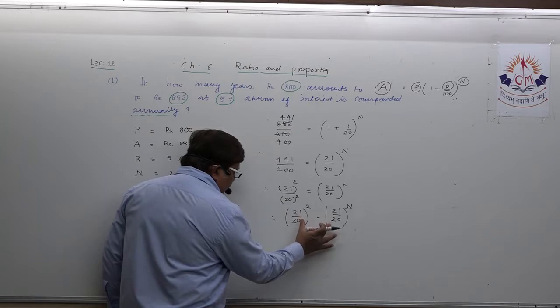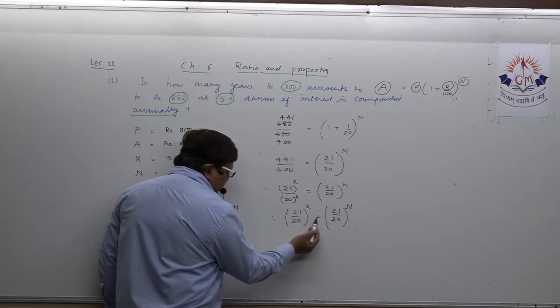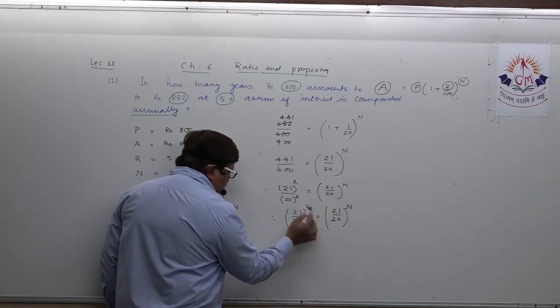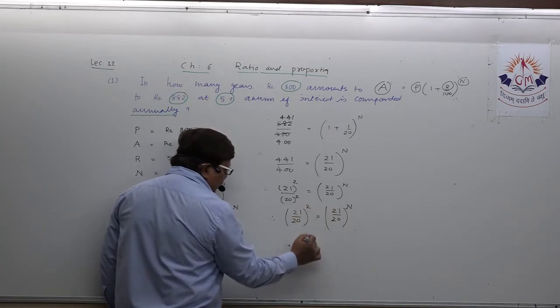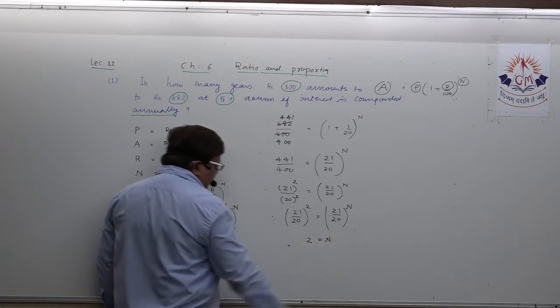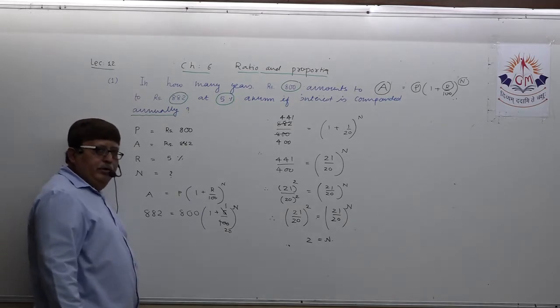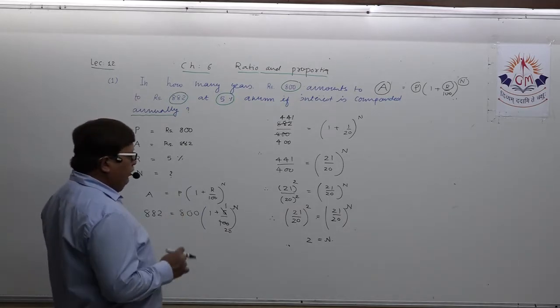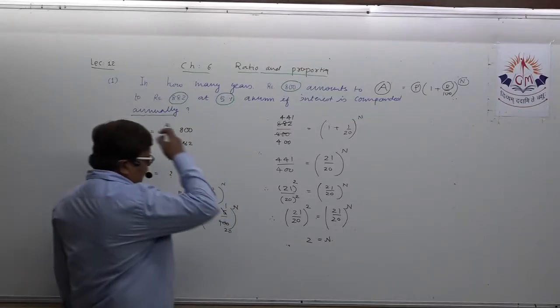Now you compare on both sides of the equal to sign. Similar base, so the power can also be compared. When you compare the power, you get 2 equals n, meaning you get the answer n equal to 2. But dear student, just this is not sufficient for you to write.